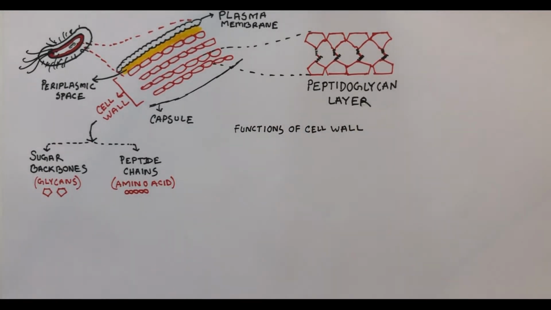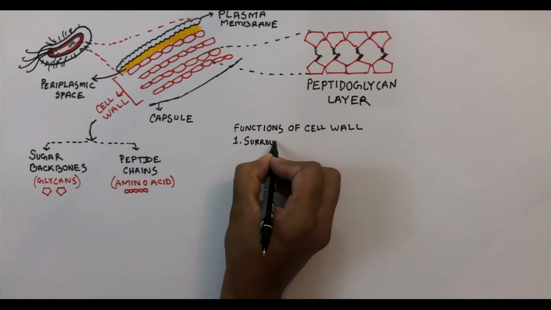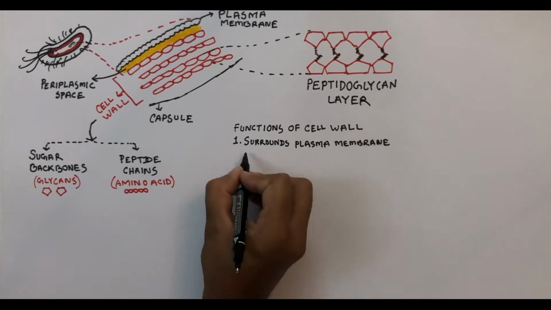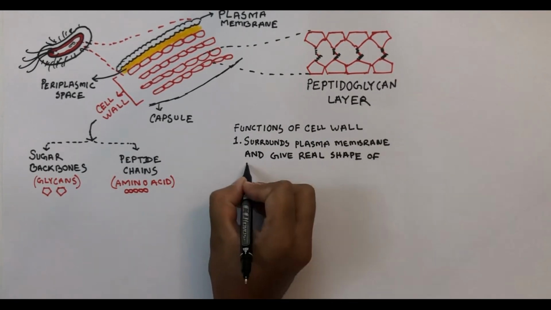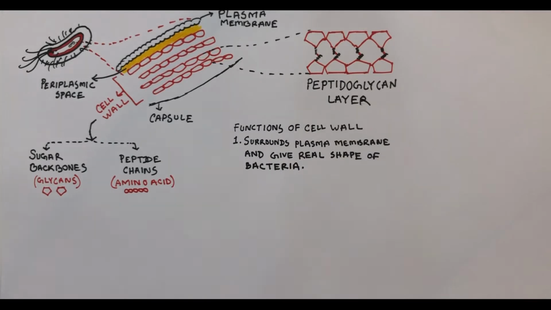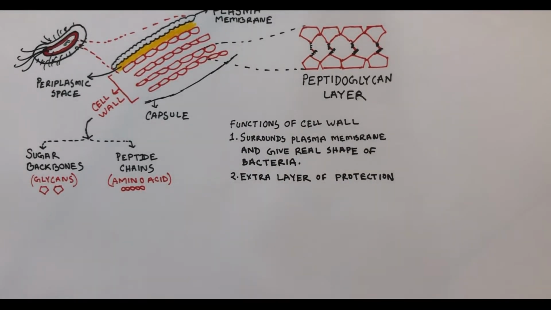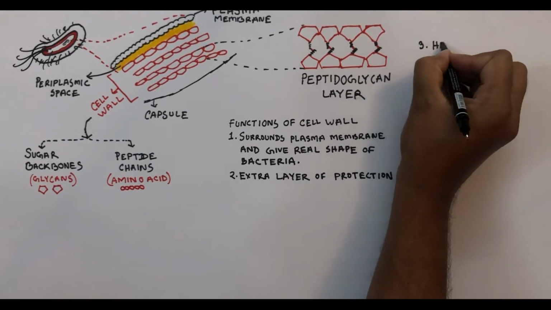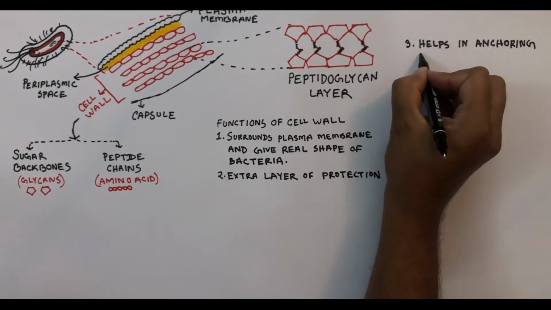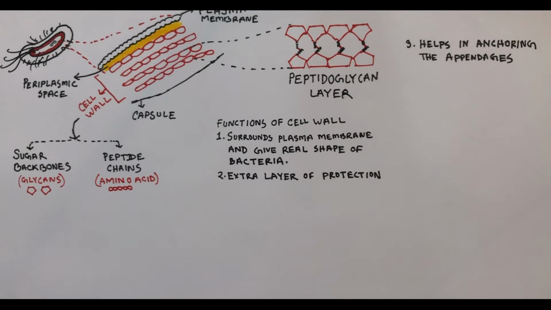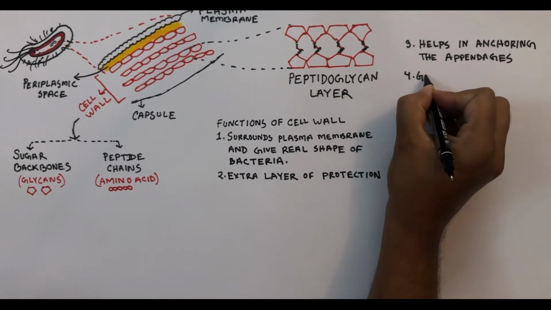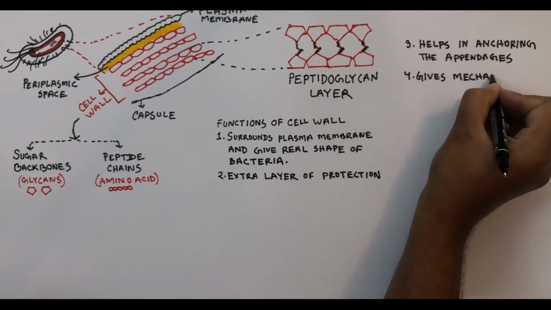Okay, what are the functions of the cell wall? Cell wall surrounds the cytoplasmic membrane and gives the bacteria its real shape. It gives an extra layer of protection for the internal organelles. It helps to anchor the appendages like pili, flagella, and fimbriae, which originate in the plasma membrane and protrude through the cell wall to the outside.